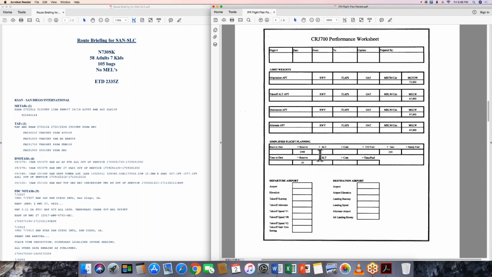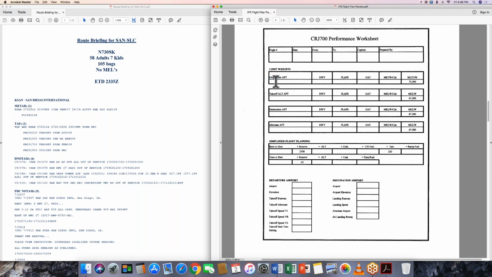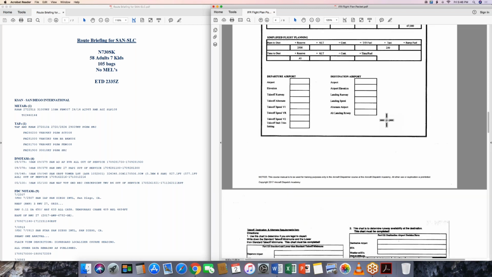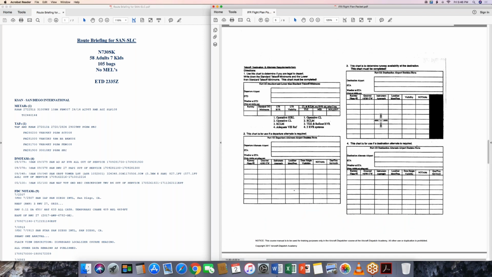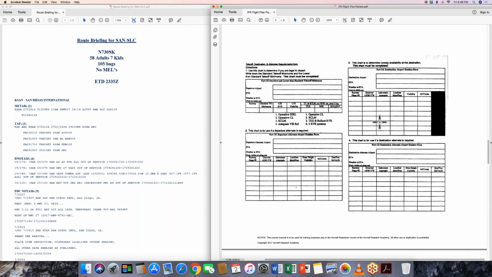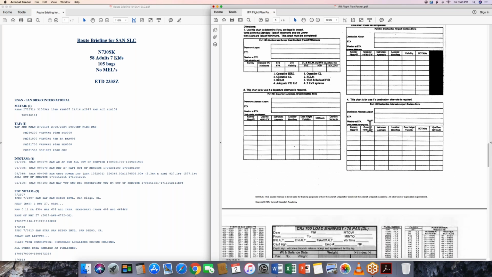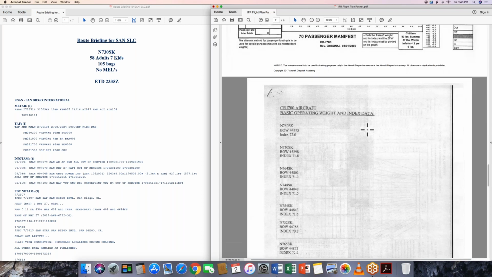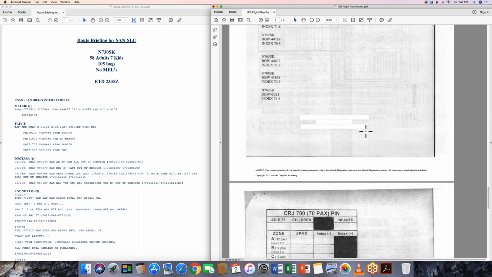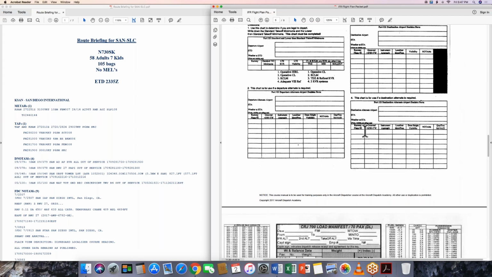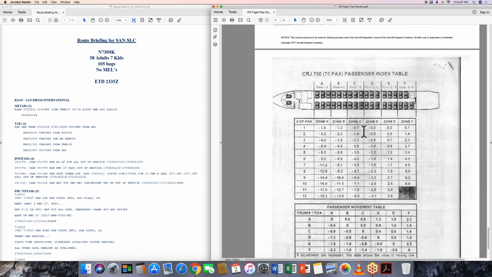This is the performance worksheet. This is where we'll type in what runway we're going to be using, flaps, things of that nature. This lets us see what our minimums are, what way the wind's heading, things of that nature. This is our weight and balance form, and our pin card, and just the index table. You guys have seen this last part before.